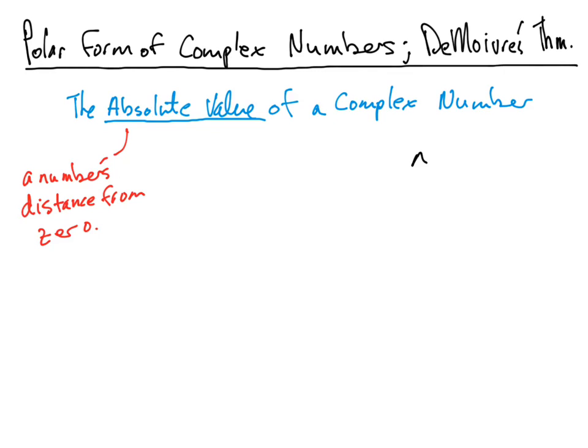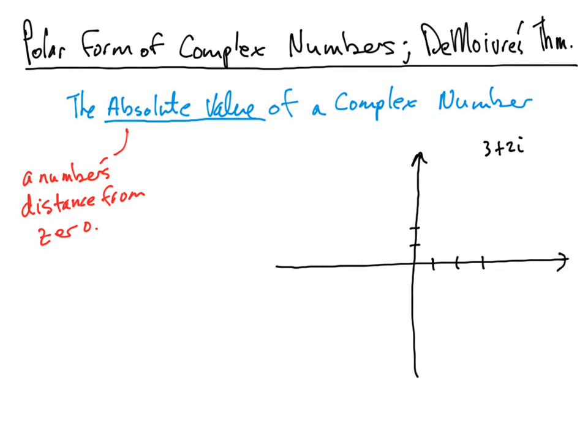Now, if you recall, when we went over complex numbers, we saw that we could plot them on a two-dimensional graph. So if we have this complex number, 3 plus 2i, we said that the horizontal axis was the real number line and the vertical axis was the imaginary number line. So the point 3 plus 2i we could plot right here. Now the origin is at 0 plus 0i, and the distance from the origin, we're going to call the absolute value of the complex number.